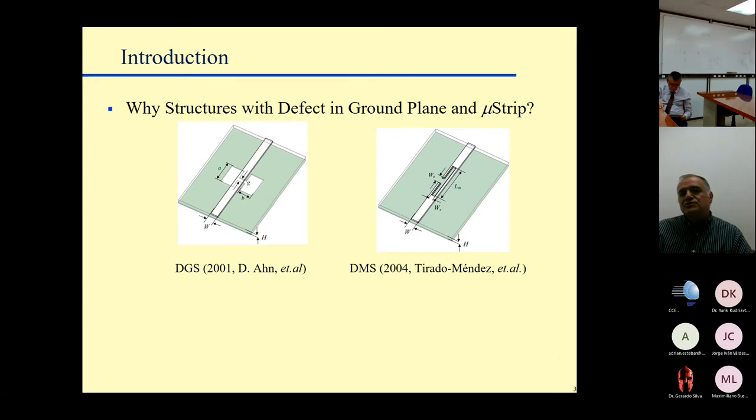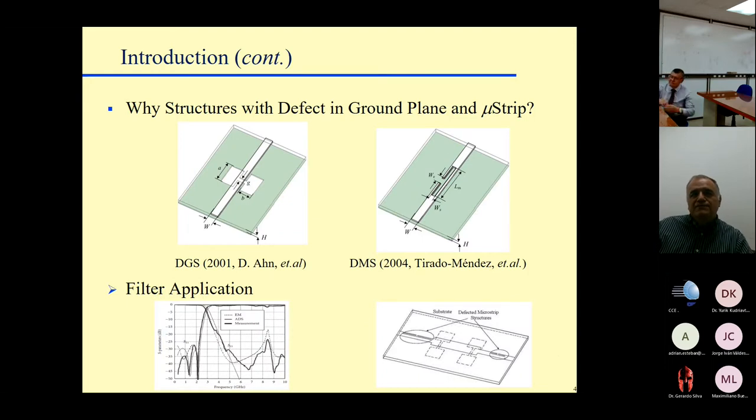This DMS structure was proposed in order to complement the performance of the DGS, which has some limitations itself, such as inadequacy in the equivalent capacitance. This figure shows the frequency response reported in an early paper by Ahn. And it seems that the rejection band is limited at higher frequencies, as you can see. This is because of higher order resonances and radiation effects, which appear above the resonant frequency.